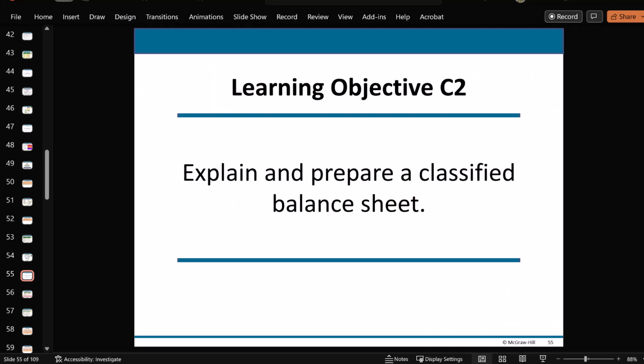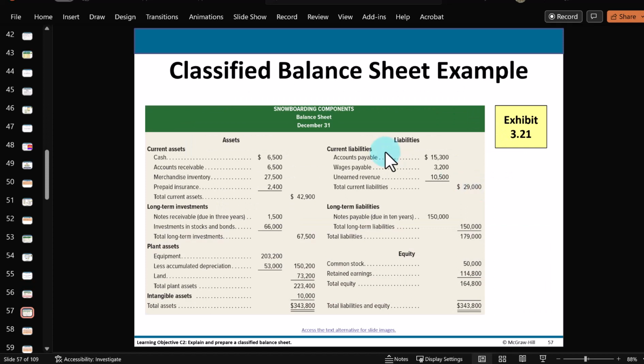Let's move on to the next couple topics here in our chapter 3, the last two topics. The next one is to prepare a balance sheet again, but this time it's called a classified balance sheet. So let's take a look at an example here. So we still have assets on the left side and liabilities and equity on the right side, just like the accounting equation we saw back in chapter 1. But when you look at the assets, they're now grouped or bunched into smaller categories.